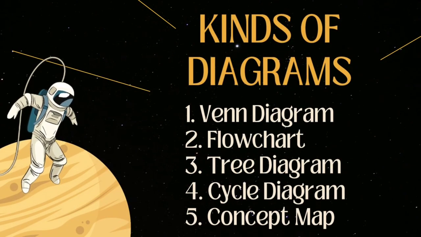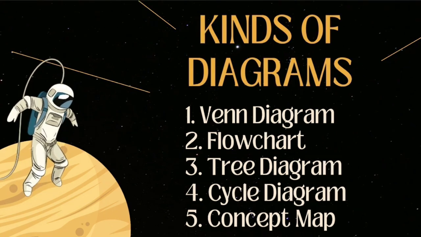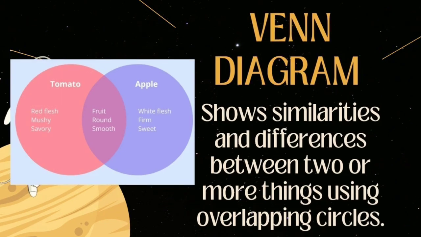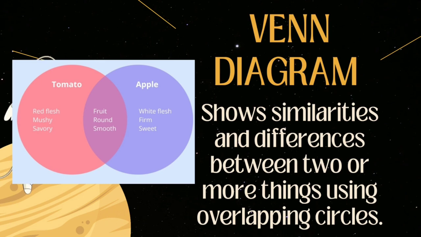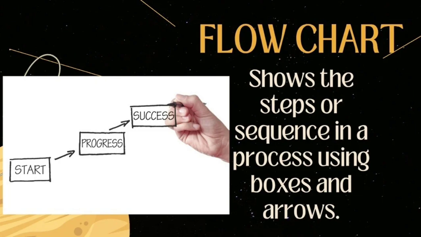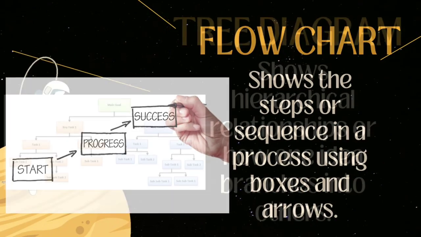So here are the different kinds of diagrams: Venn diagram, flowchart, tree diagram, cycle diagram and concept map. A Venn diagram is a diagram that shows similarities and differences between two or more things using overlapping circles. Next is the flowchart. It shows the steps or sequence in a process using boxes and arrows.